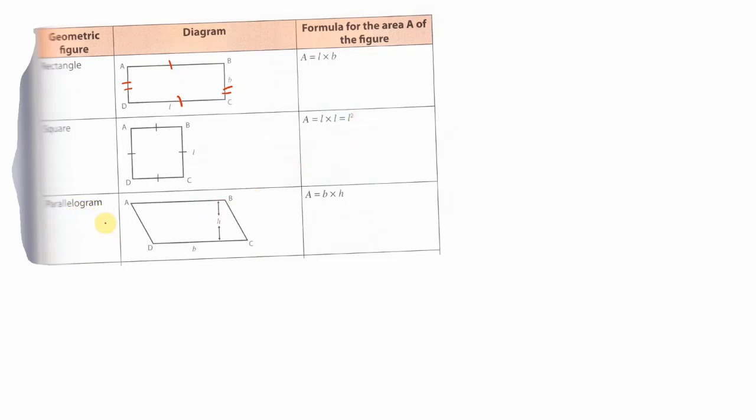The parallelogram, we simply take the base and multiply it with the height. It's important here that it has to be a perpendicular height. In other words, the height at a 90-degree angle with the base.